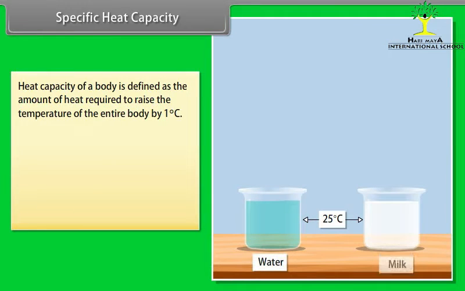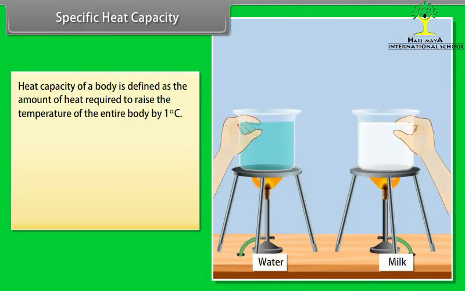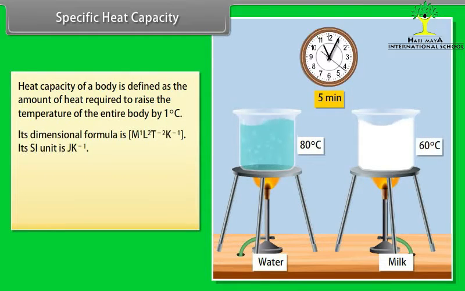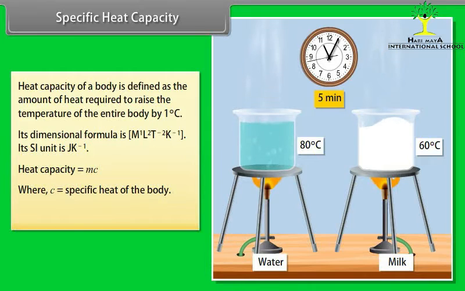Heat capacity of a body is defined as the amount of heat required to raise the temperature of the entire body by 1 degree Celsius. Its dimensional formula is M L^2 T^-2 K^-1. Its SI unit is joule per Kelvin. Heat capacity is equal to mc, where C is equal to specific heat of the body and m is equal to mass of the body.